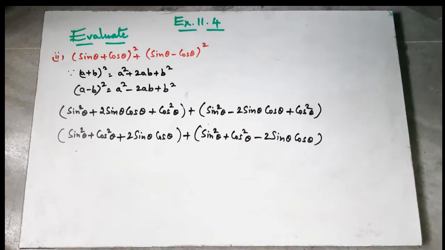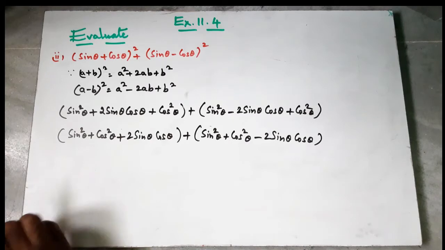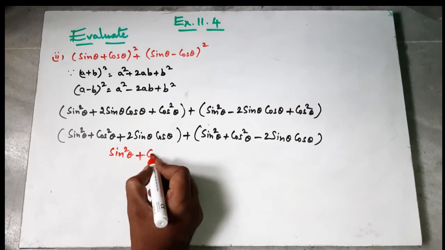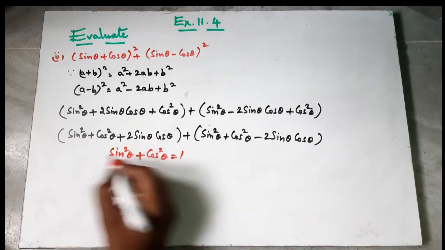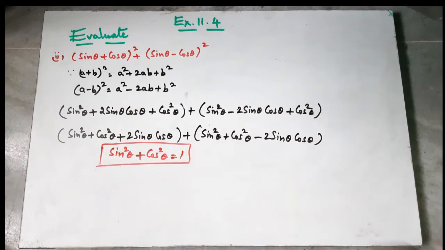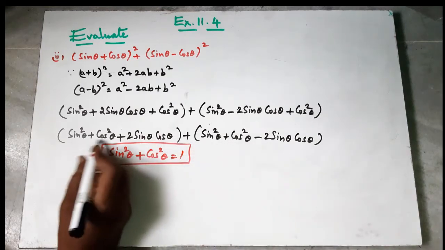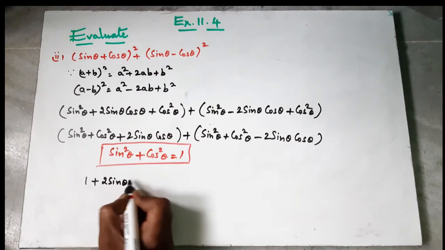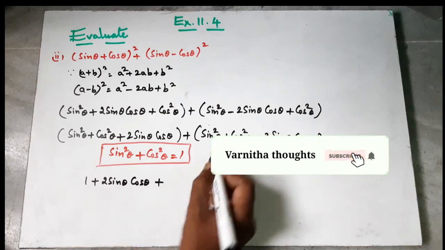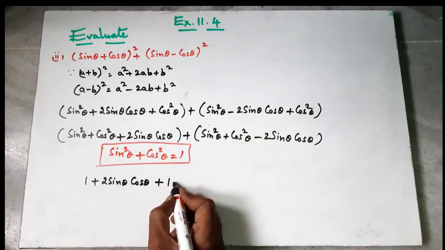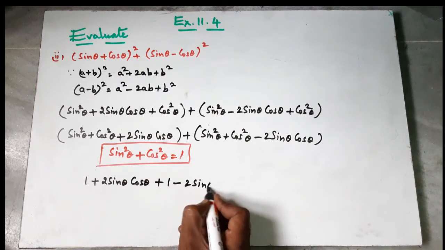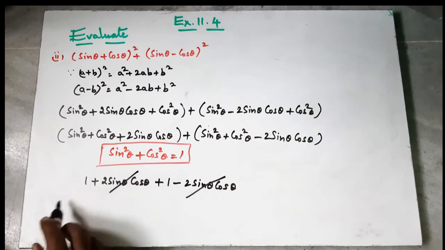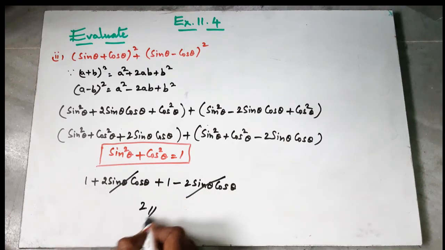Now we said the problems are going to depend upon the trigonometric identities. So what is the trigonometric identity we are going to use here? Sin square theta plus cos square theta is equal to 1. This identity we are going to use here. So sin square theta plus cos square theta is 1, plus 2 sin theta cos theta, plus here sin square theta plus cos square theta, 1, minus 2 sin theta cos theta. Minus 2 sin theta cos theta plus 2 sin theta cos theta cancel. 1 plus 1 is 2. So this is the solution.